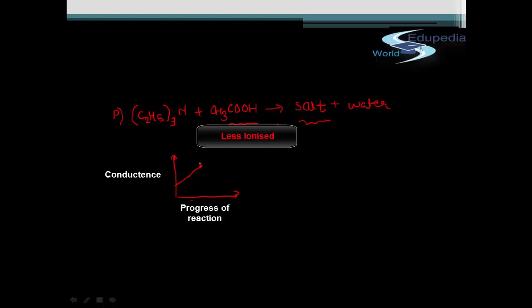Once we reach the end point, there will be salt present in the solution, and in the presence of salt, when we further add the weak base, its dissociation will be very less. So after the end point, the conductance will become almost constant. So this is going to be the nature of graph for option P. Let us look at Q now.